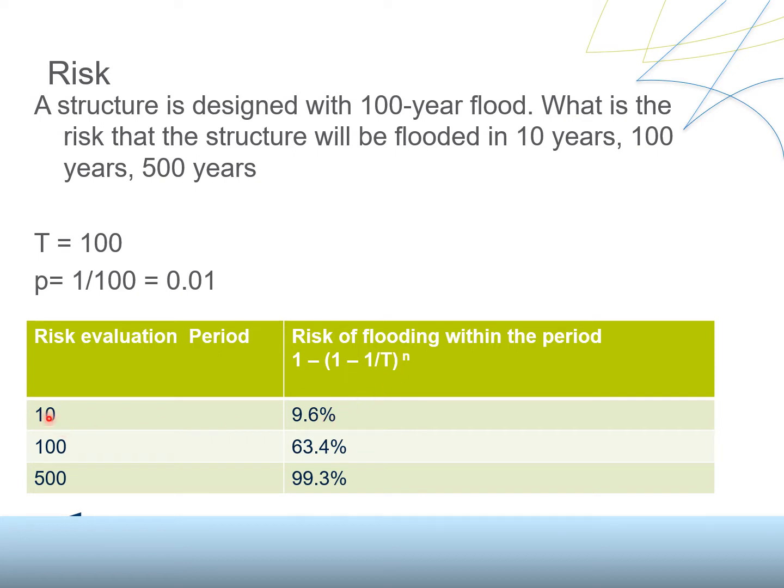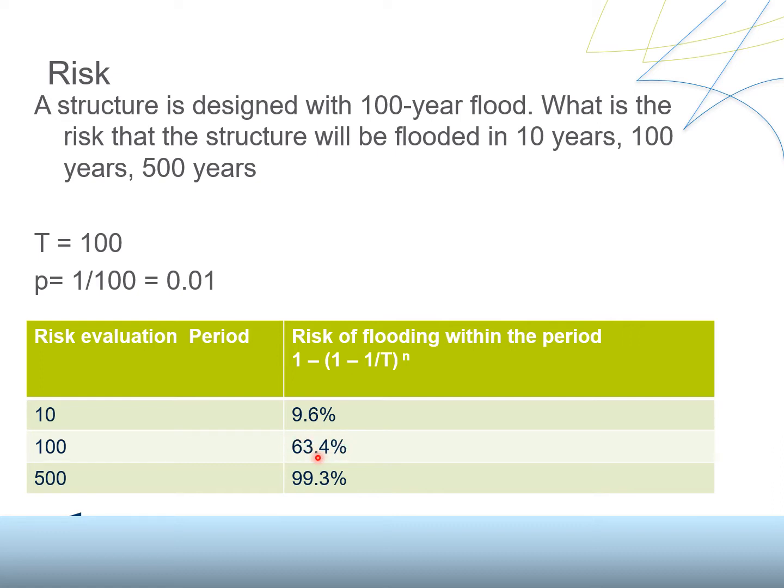So 10 years, 9.6%. The probability that the structure is going to be flooded at least once in next 10 years is 10%. The probability that the structure is going to be flooded at least once in next 100 years is 63%, right? So now this is the point. Your 100-year flood doesn't mean that it will come every 100 years. You can see from the risk, the 100-year flood has the risk of 63.4%.